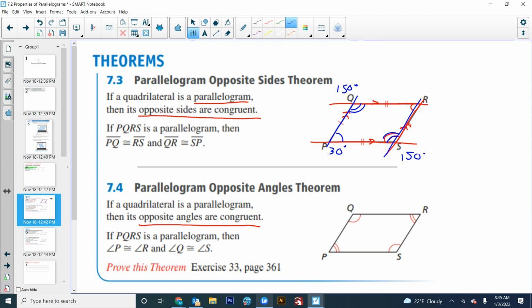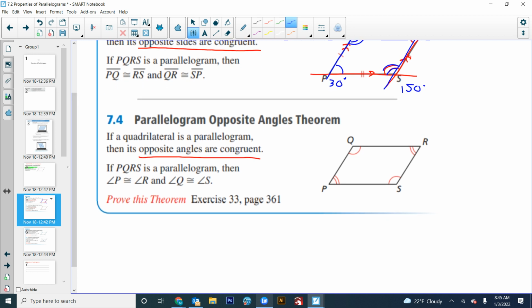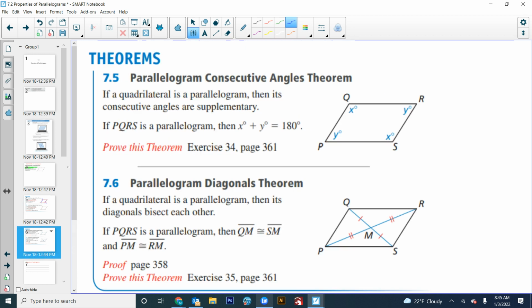These ones, opposite sides are congruent. I think we learned that back in middle school, I believe. Next two, one I just proved to you. Consecutive angles, this is number 3. Consecutive angles are supplementary.